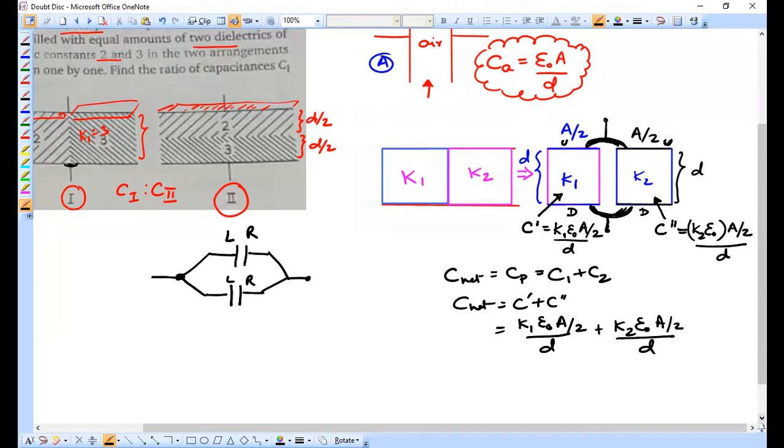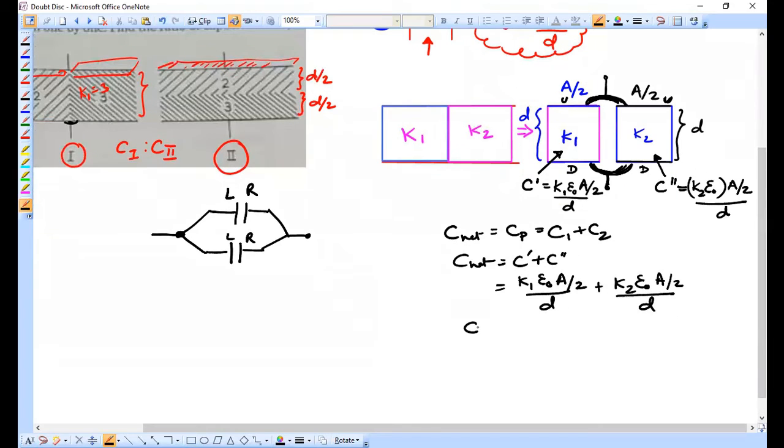And on rearranging these terms, you will find that this is the way we have got the C net of this configuration. Epsilon naught A by 2D is common in both the terms, so C net will be equal to epsilon naught A by 2D times K1 plus K2.